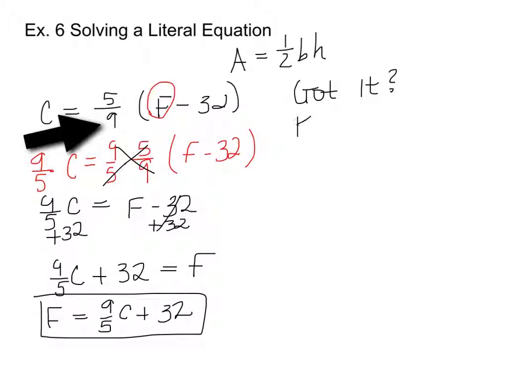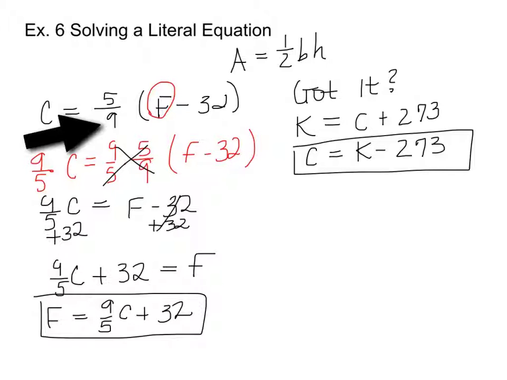Now I'm going to give you the equation K equals C plus 273. This is the equation that relates kelvins, K, and degrees Celsius, C. And now they want you to find what is C in terms of K. So I'm going to give you time just to do that. Okay, that's how your equation should look, is to get C by itself. You want to subtract 273 from both sides.